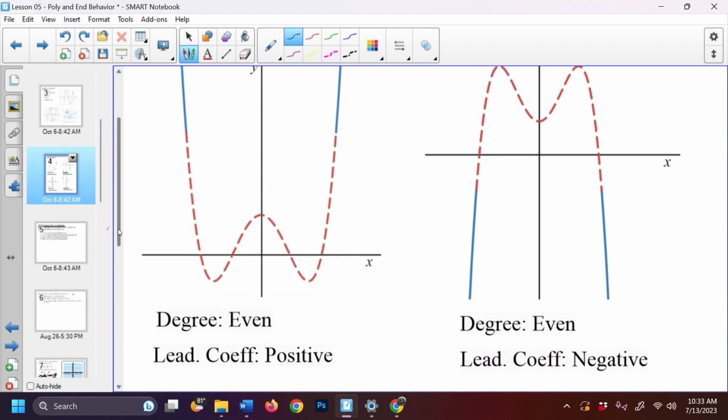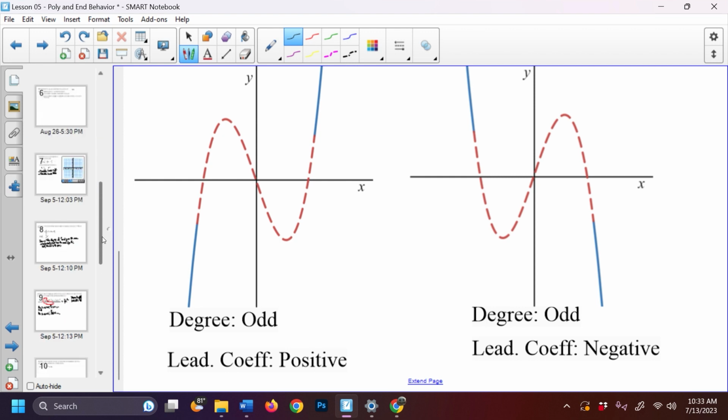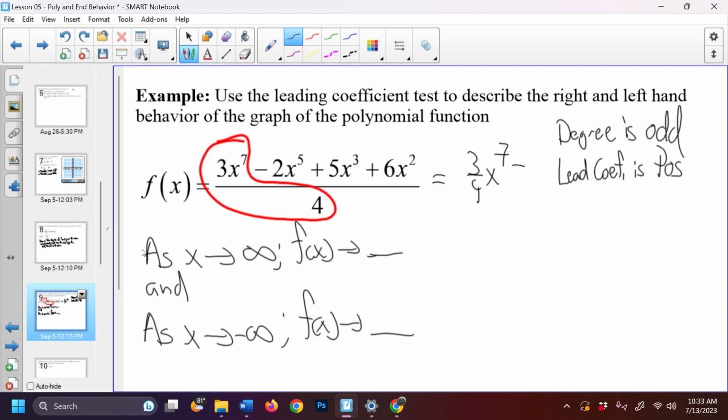All right, so if I go back up to the notes, these are both degree even, so we're not using those. And so here is a degree odd and the leading coefficient is positive. So as x goes to the left, the function goes down, and as x goes to the right, the function goes up. Well, let's look at what we wrote in our generalization. So we're always going to start with this. So as x goes to the right, towards positive infinity, we know that the function is going to go up. So it's going to go to positive infinity. And as x goes to negative infinity, the function is going to go down, so it goes to negative infinity.